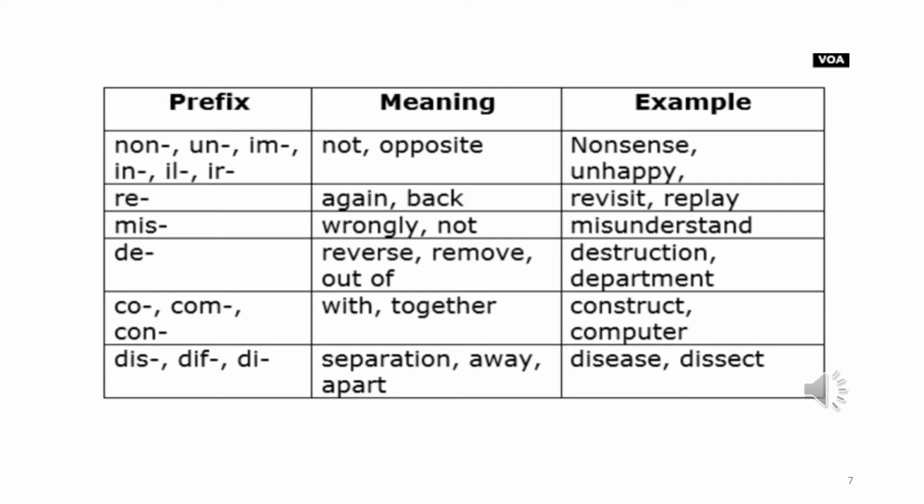destruction, department. In the same way, look at the fifth one, co, com, con. There are three prefixes which mean with, together. Look at the examples, construct, computer. Look at the last one, dis, dif, di. The meaning of these three prefixes is separation, away, apart. Look at the examples, disease, dissect.